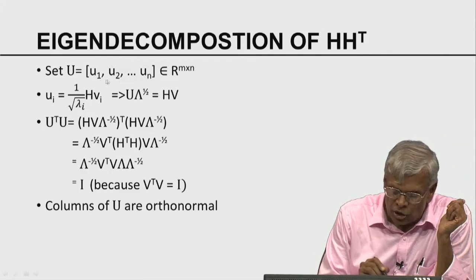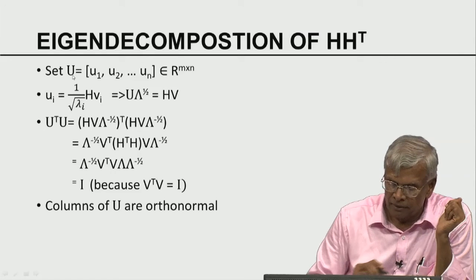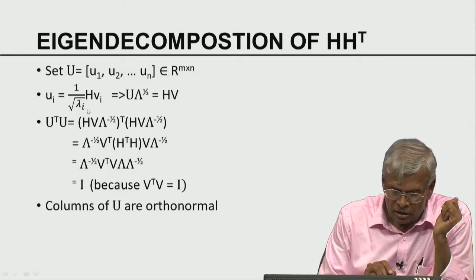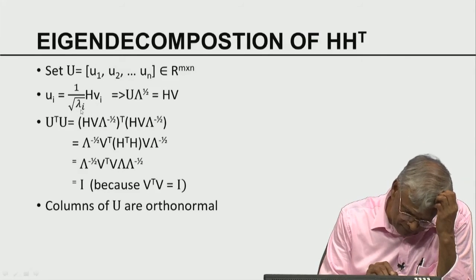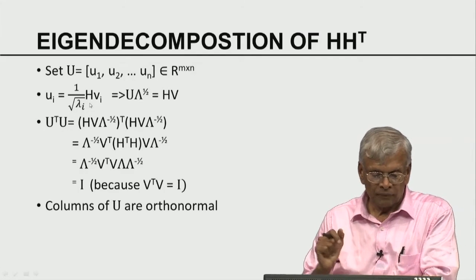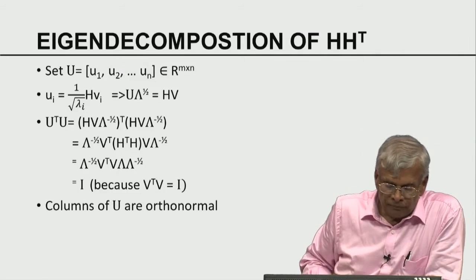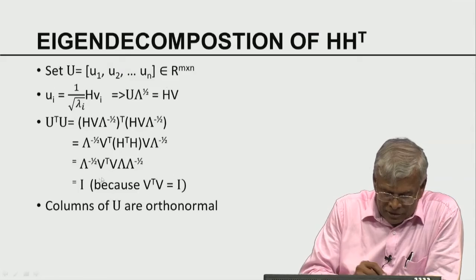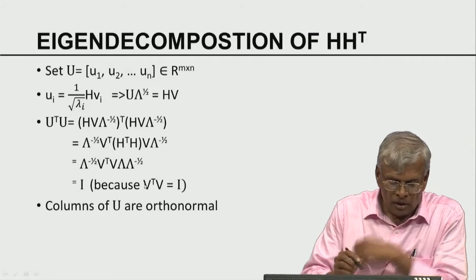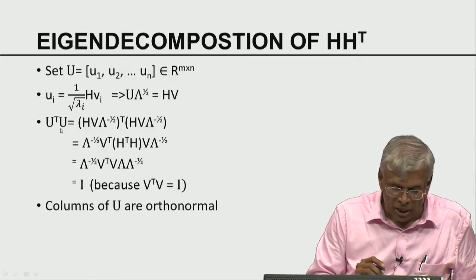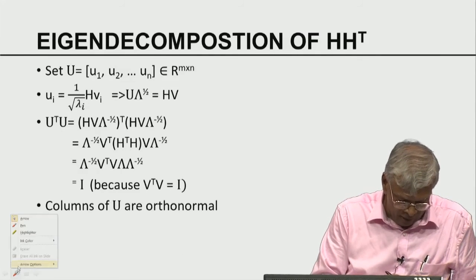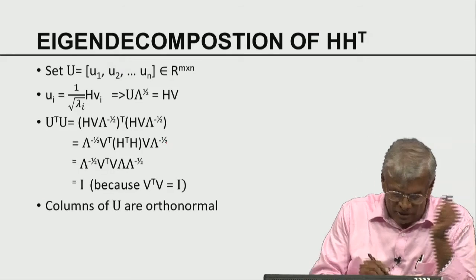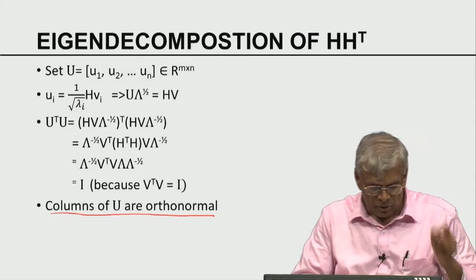So let u1 to un form a matrix U, where ui is equal to, please remember this, 1 over square root of lambda i times H vi. So U transpose U you can readily see is I. Therefore, U has also the orthogonal property that one would require. I would like you to follow through this simple relation. So that essentially tells you the columns of U are also orthonormal.